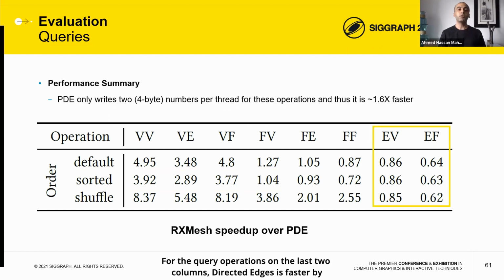For the query operations in the last 2 columns, directed edges is faster by a maximum of 1.6 times than RXMesh. And this behavior is consistent regardless of the input order. This is because BDE is well optimized for these 2 operations. It actually doesn't perform any computation for these 2 queries, where every thread just writes 2 4-byte numbers to the global memory, and it only works for manifold meshes. Having RXMesh just slightly slower than BDE for this operation, while being generic in terms of handling non-manifold meshes, and outperforming on all other operations, is a trade-off that we have chosen.